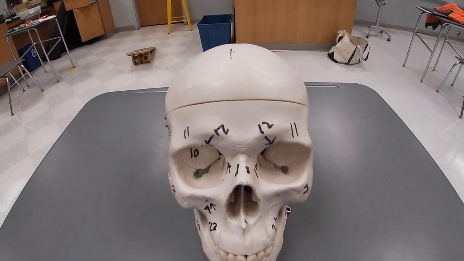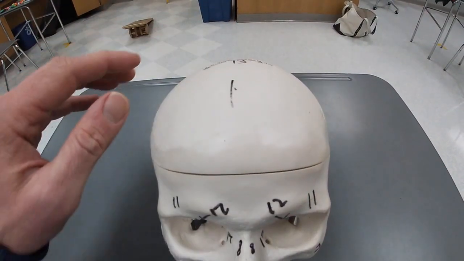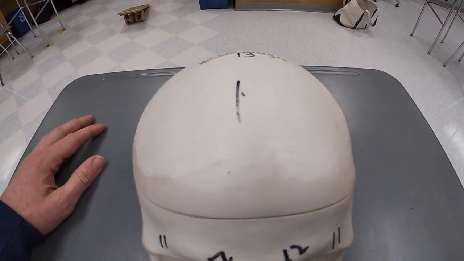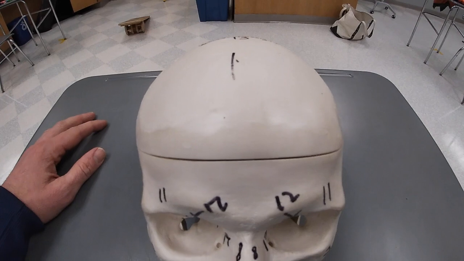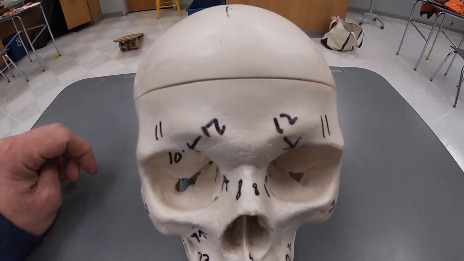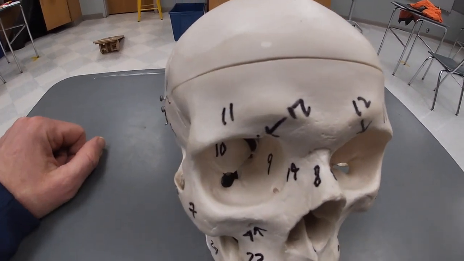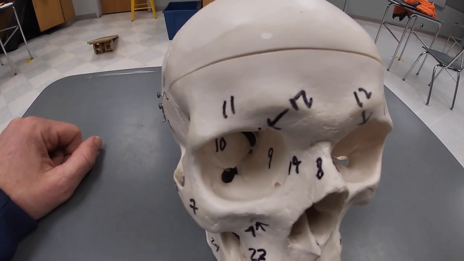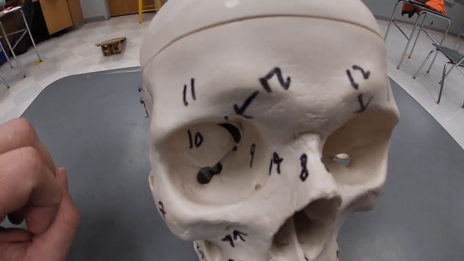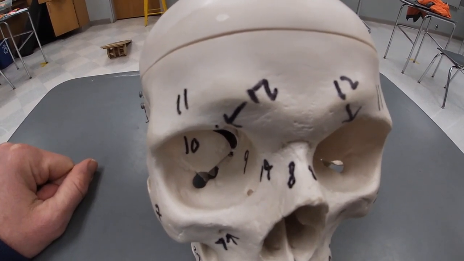We'll start up here at the bone that's located basically in your forehead. It's number 1, the frontal bone. As we make our way down, we have 2 numbers in the upper brow region. Number 11 is the supraorbital ridge. Number 12 has an arrow pointing to a foramen. It's the supraorbital foramen.